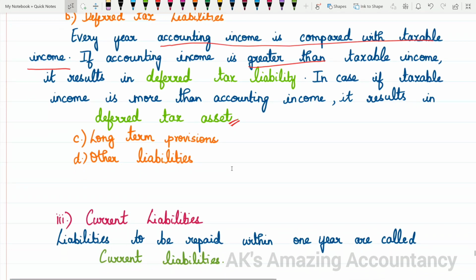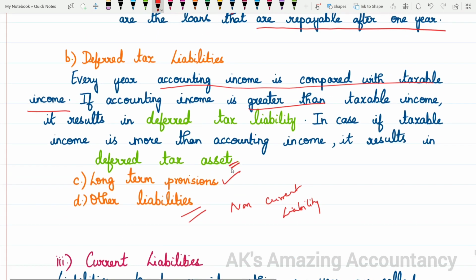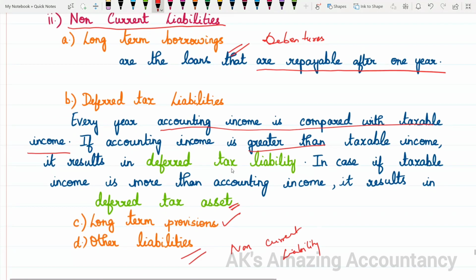Apart from this, if you have any long term provisions, that will be recorded here. Apart from long term provisions, if there is any other non-current liability, that will come as other liabilities. So I have given the maximum possible items which will come under non-current liabilities.